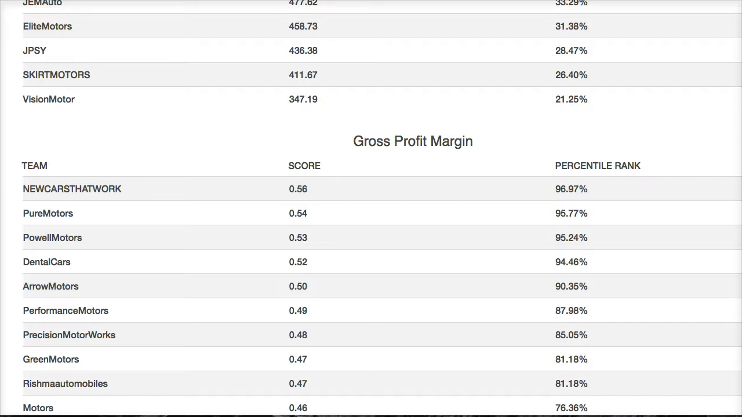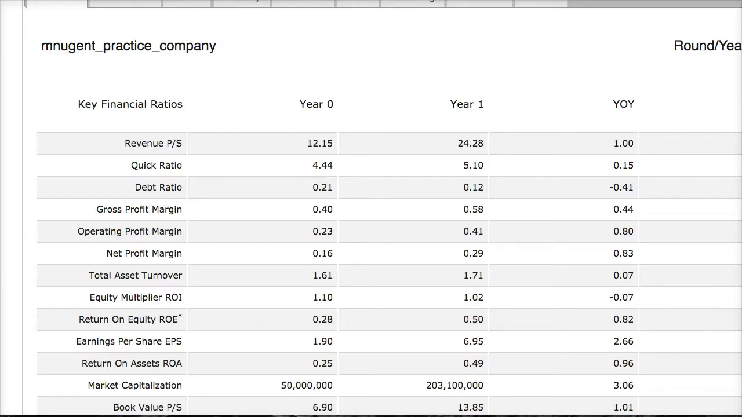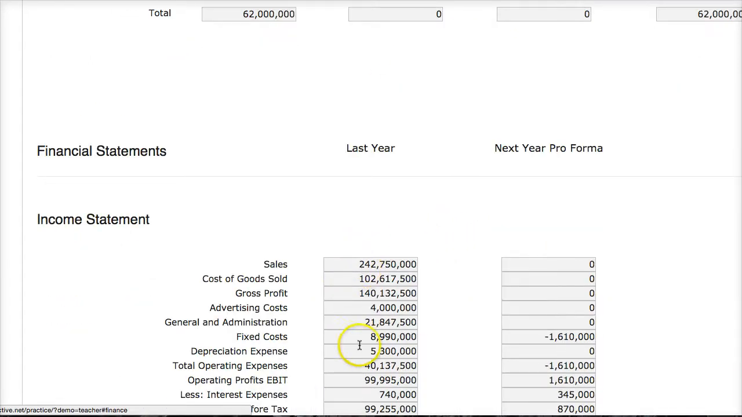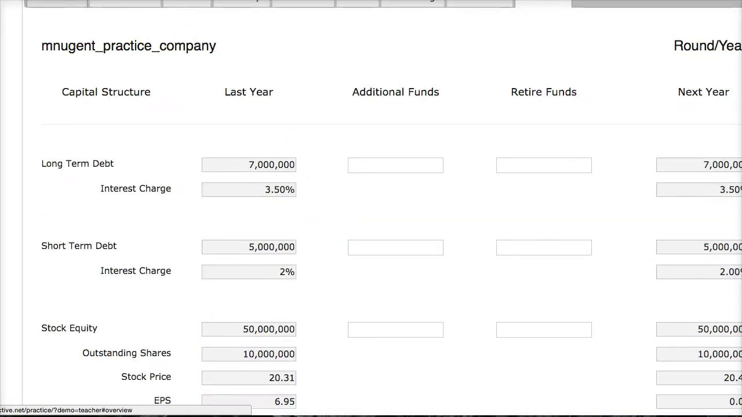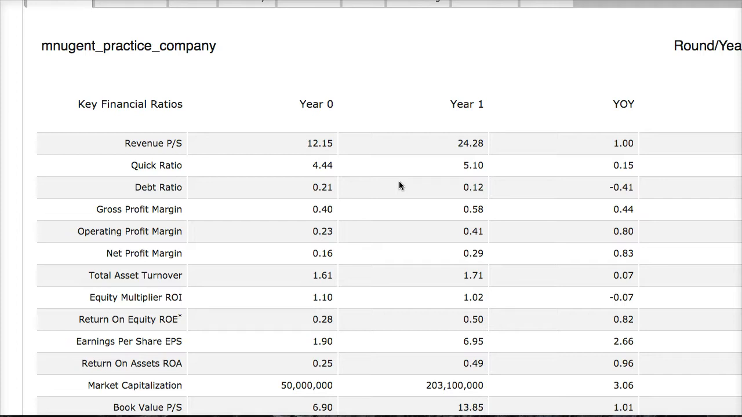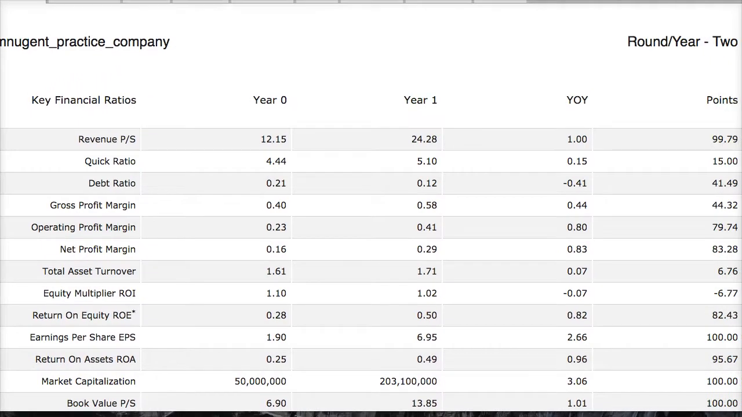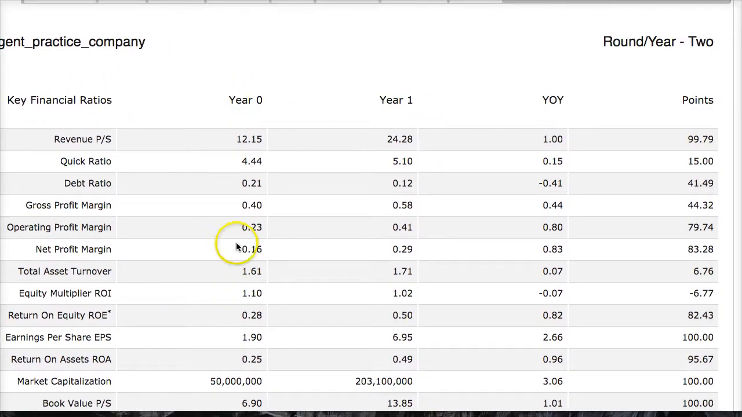Well, if you go into the simulation, here's my practice game. In year zero, the profit margins were 40%, and anybody could have gone into the financial tab here and taken gross profits divided by sales to get that calculation. And this is something that you've learned in finance, in financial accounting. So financial ratios are nothing new to you in this course. To beat round zero numbers is pretty easy.